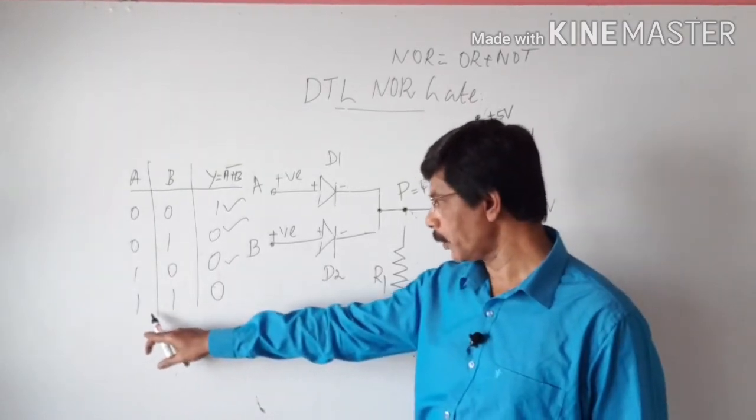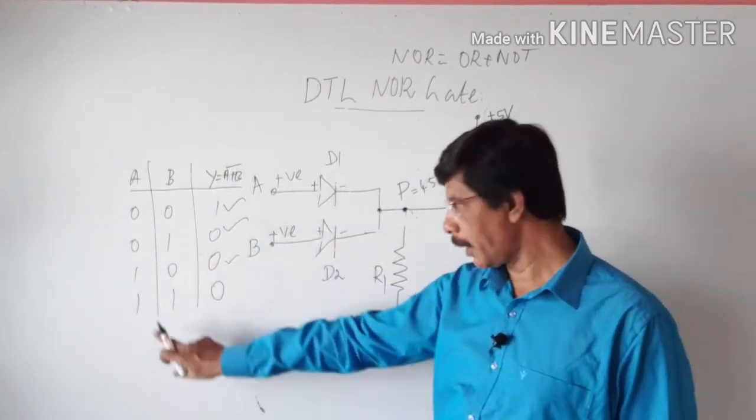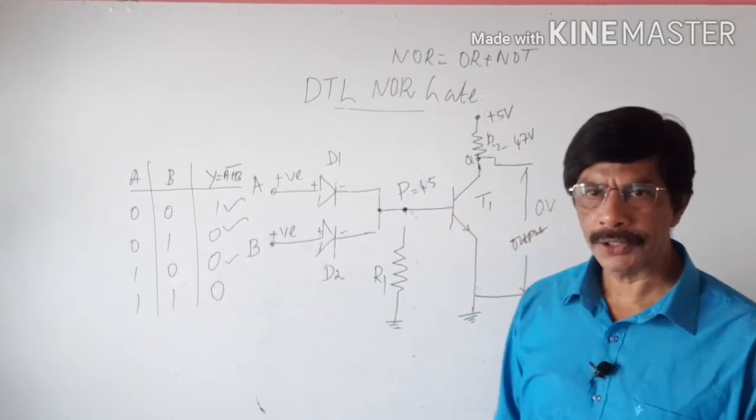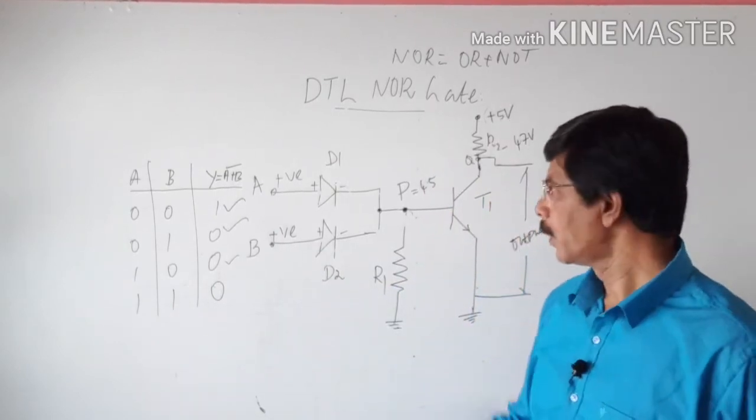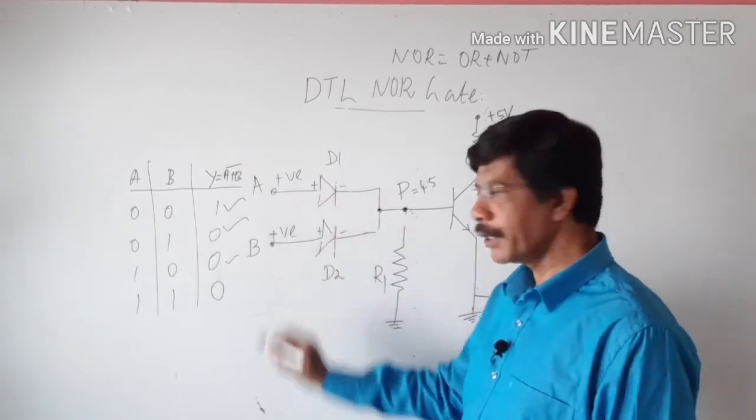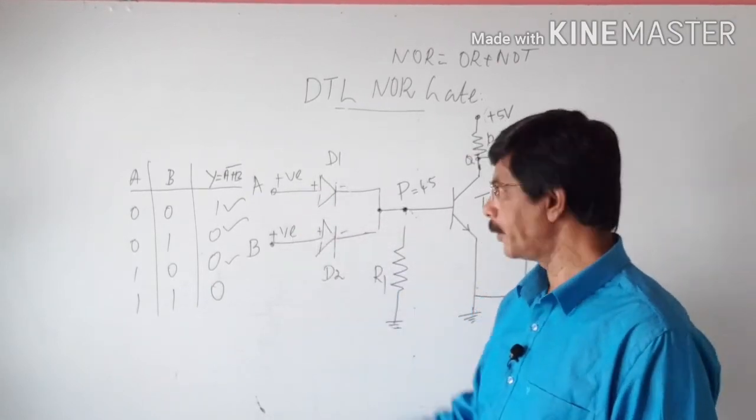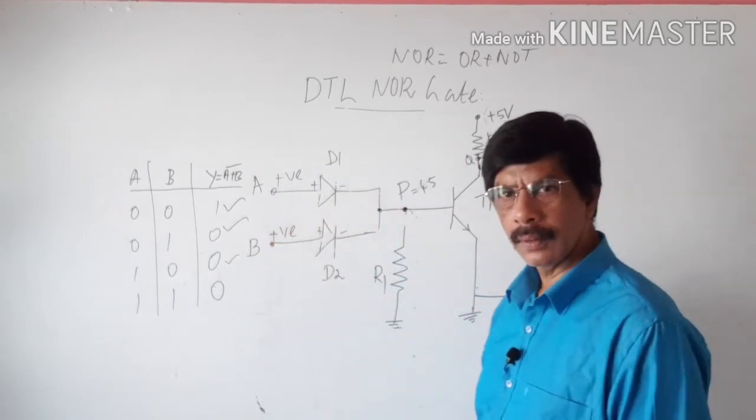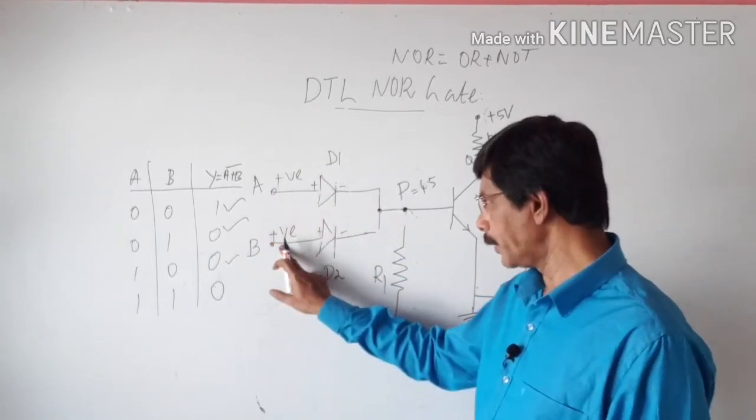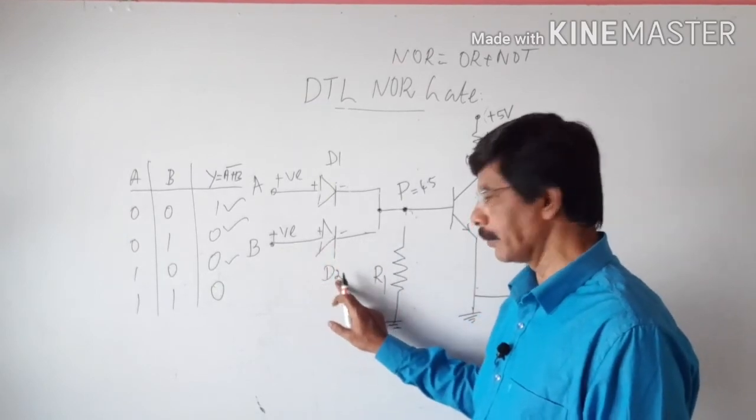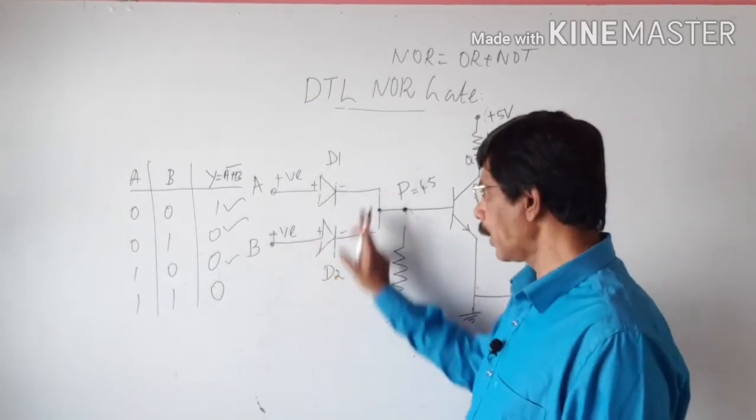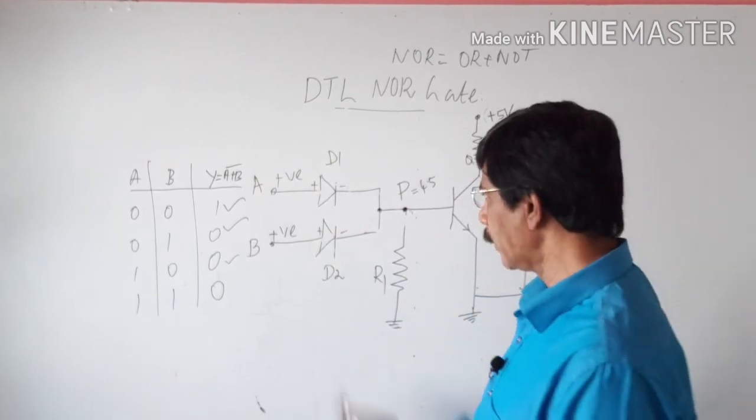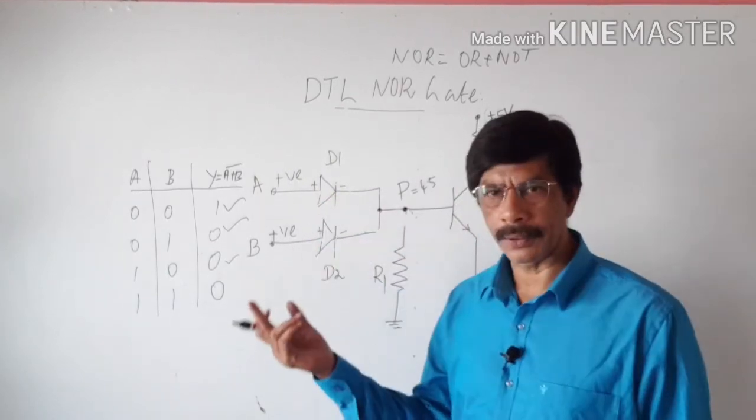The fourth row of the truth table: A is equal to 1, B is equal to 1. Both are positive. A is positive, B is positive. This positive voltage forward biases the diode D1, and this positive voltage forward biases D2. Both diodes are under forward bias condition, conducting, acting as a closed circuit.